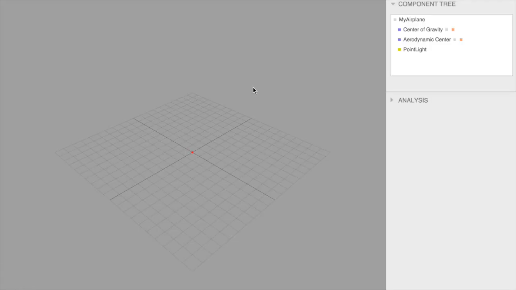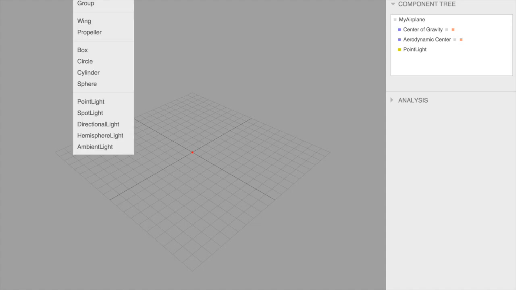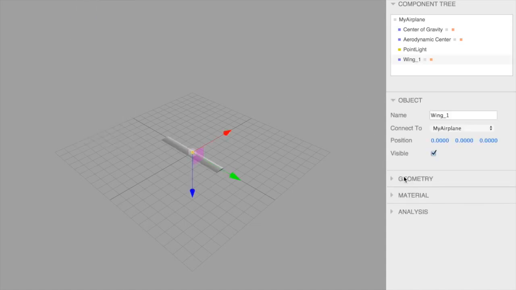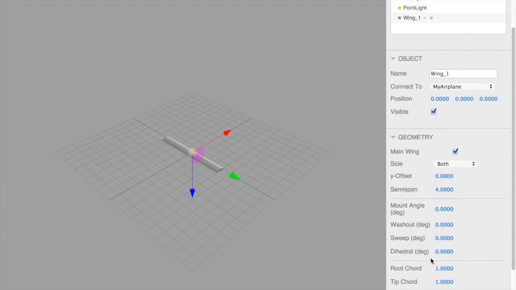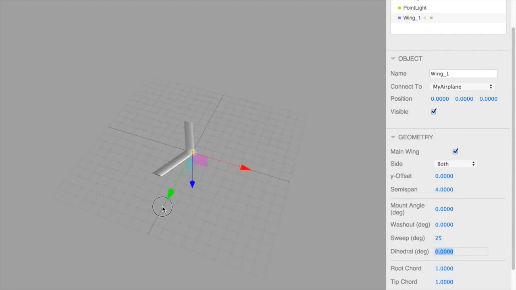I'd like to give you a quick overview of the coordinate system used in MachUp. It can be a little bit counterintuitive compared to the coordinate systems that most people are used to using for aircraft design. So I'm just going to add in a wing here so we have something to look at as we talk through this.